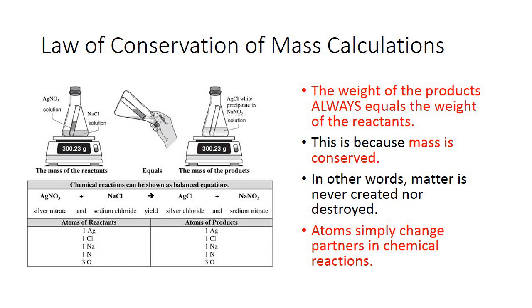And the silver chloride turns into this white precipitate. Now notice that the scale in the beginning says 300.23 grams. In the end it says 300.23 grams. The way these equations work is that they use the law of conservation of mass that says what you start with is what you end with.